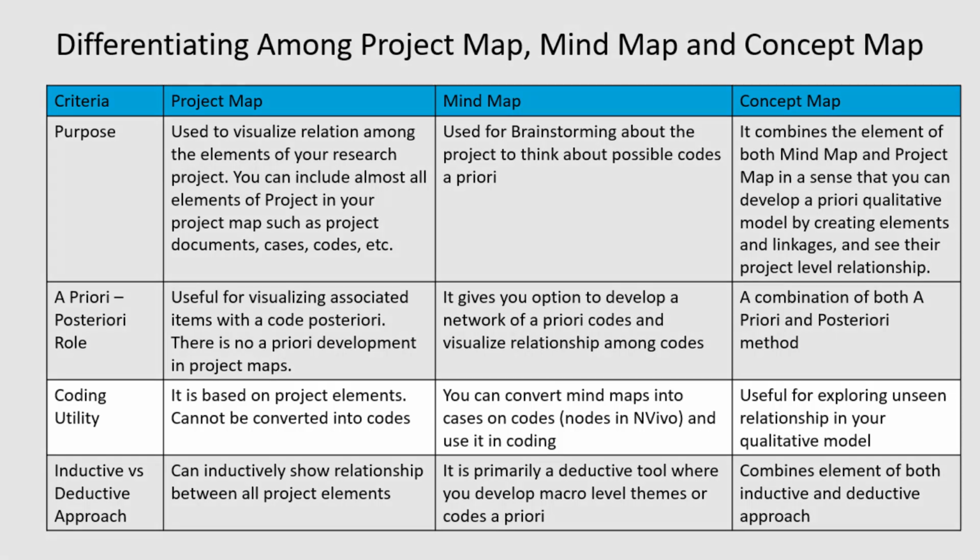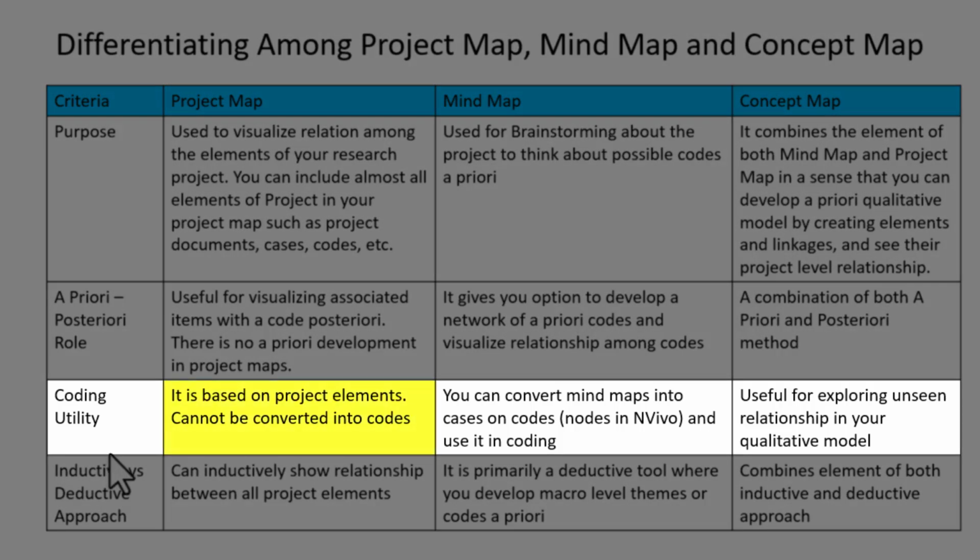What about coding utility? If you are using project maps, then it contains basically project elements. You cannot convert them into codes. But when you create mind maps, then in that case you can convert your mind map into codes. So what you are doing in the case of mind maps is just brainstorming about your possible codes or themes. You are developing some sort of linkage between them, and NVivo gives you the option to convert these elements into codes, which you can later use for the coding purposes.